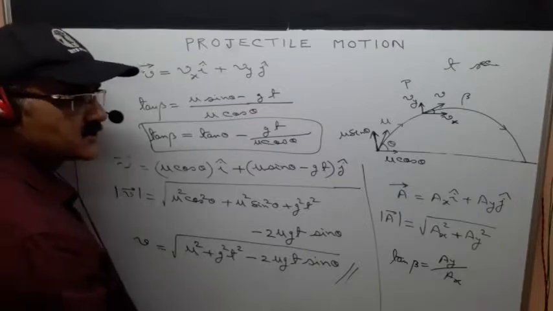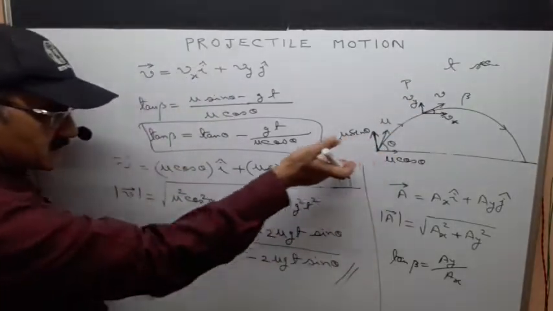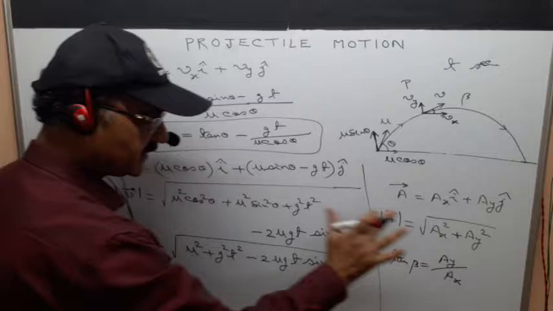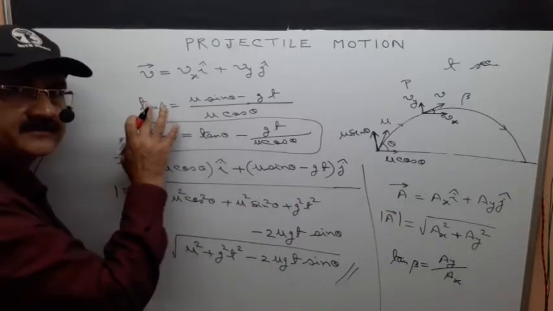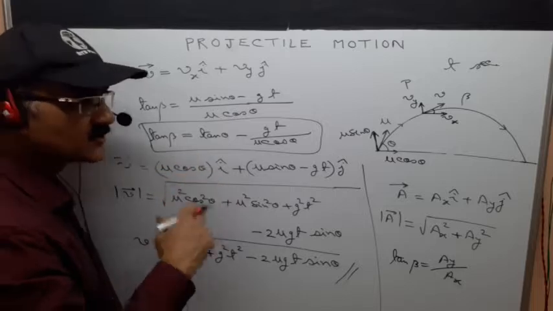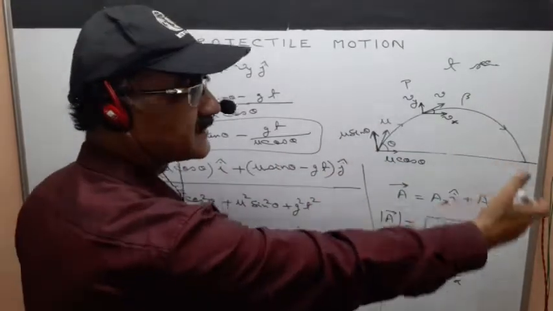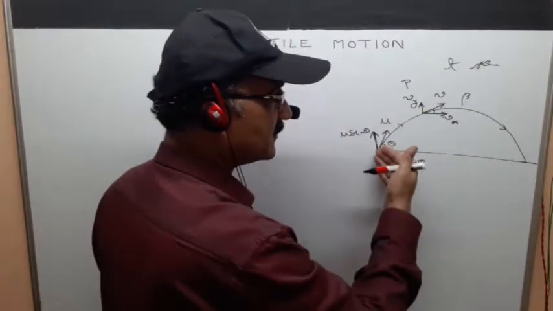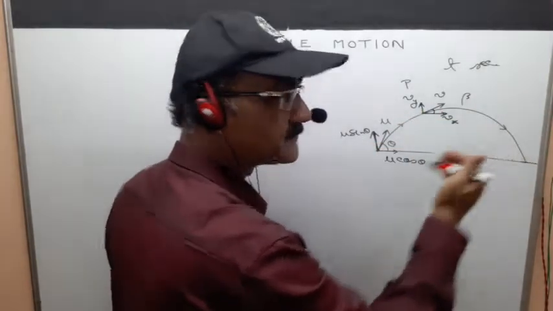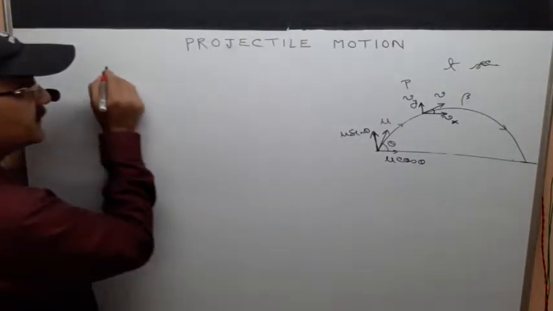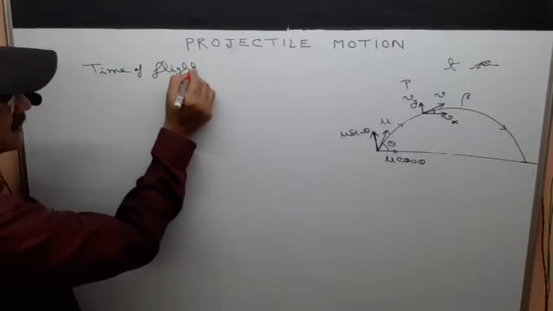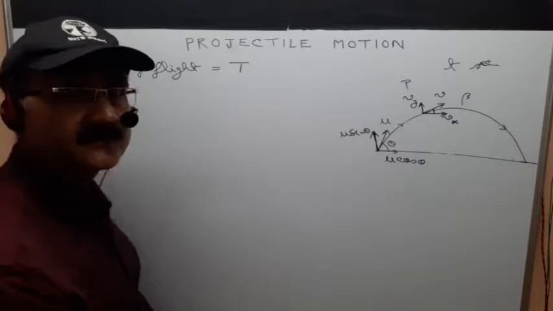Clear? So once you put this velocity in the vector form, you can easily use your knowledge of vectors to find its magnitude and its direction. So this is one part of our study. Now we want to find the time of flight, how long it will take to go from here to here. Let's call the time of flight capital T.